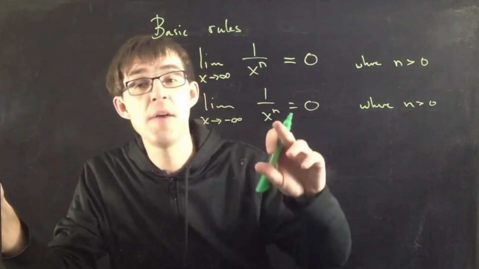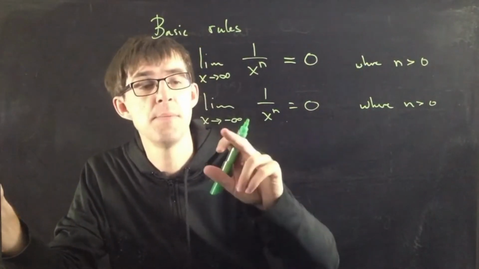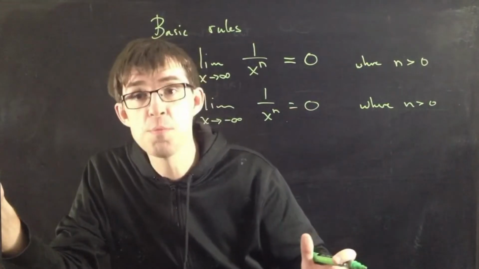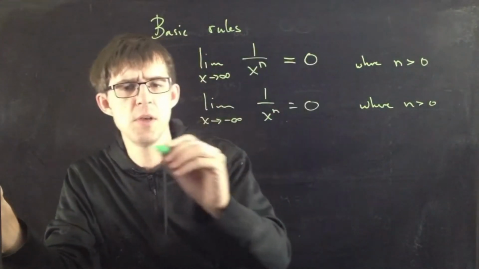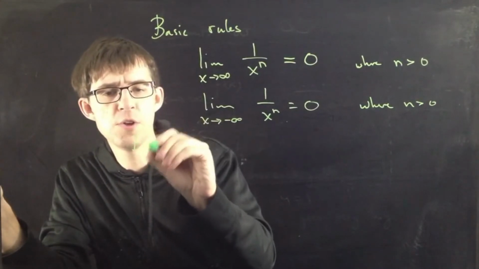Moral of the story, when you have powers of x in the denominator and you take this limit, you're going to get 0, at least for those parts of the formula. So you can use this in some larger examples.